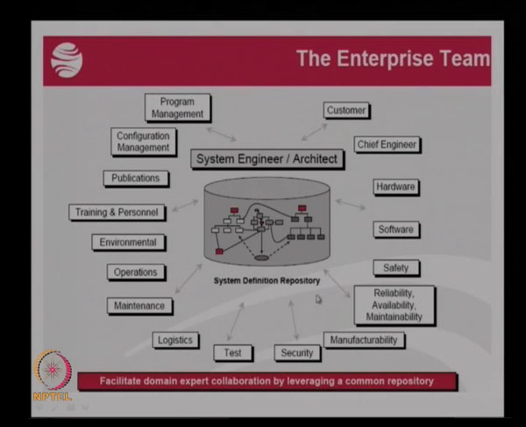So you can see that in this database there will be many interactions apart from the functions. There will be interaction with program management, configuration management, publications, and training personnel, then environmental interactions, operations, maintenance, logistics, test, security, manufacturability, reliability, availability and maintainability of the system, safety, software, hardware, and engineers and customers. So all of them will be interacting with this database, directly or indirectly, and the system engineer or architect will be at the top level looking at the database and providing necessary updates as well as interaction with the other agencies.